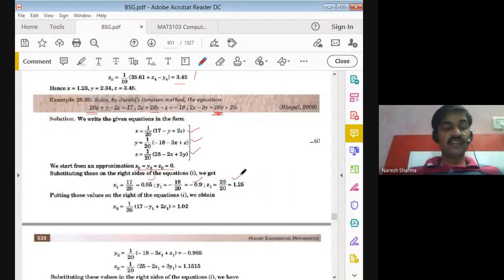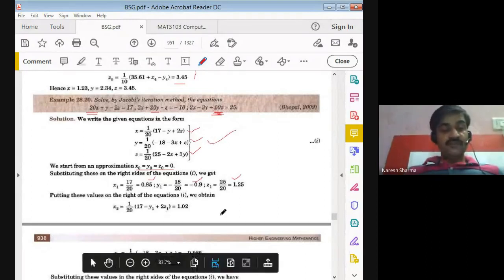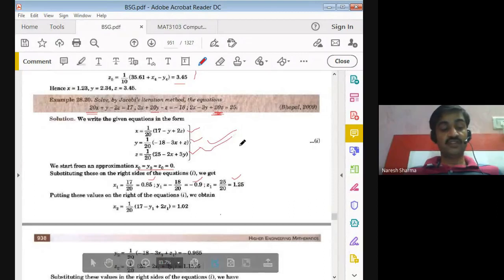Now put these values in the right hand side. You get your x2, y2, z2. Again put the second iteration's values in the right hand side. You get the third iteration, fourth iteration, similarly until you get the required accuracy. That means the values of your x, y, and z are the same up to the desired decimal points. You see here all these values, y is -1 and z is 1.